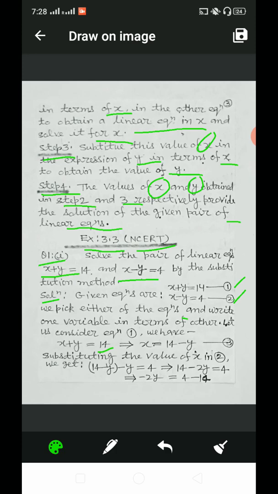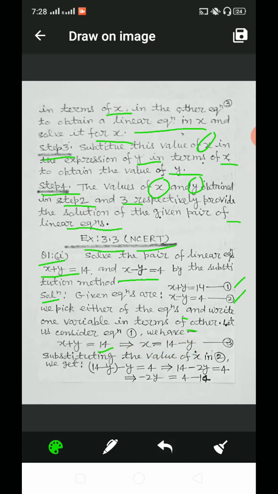But here we consider equation 1, we have x plus y is equal to 14, and we write the value of one variable in terms of the other variable, meaning x is equal to 14 minus y. You can take y also and write it in terms of x, meaning if you take y then y is equal to 14 minus x, but here we take x is equal to 14 minus y, and this is taken as equation number 3.